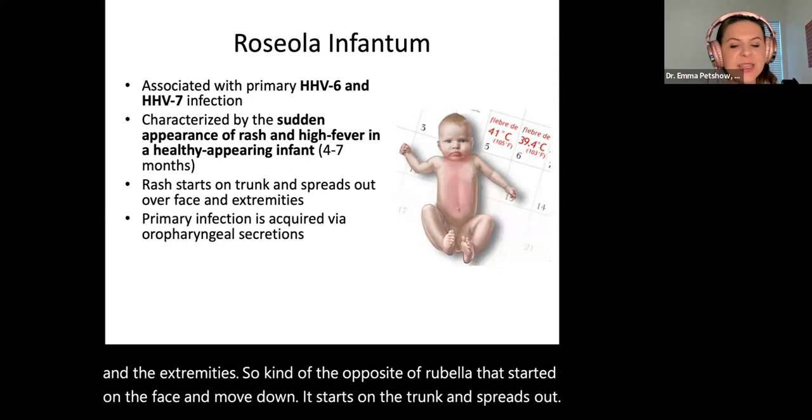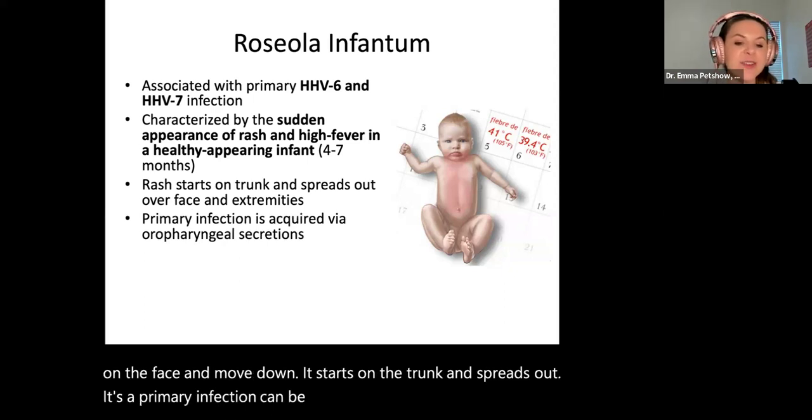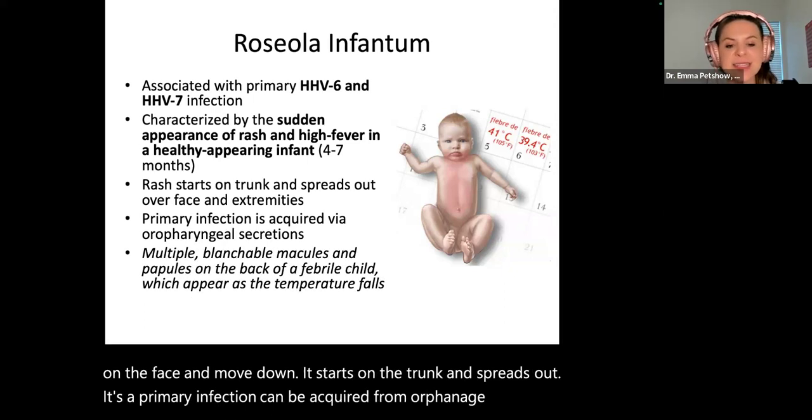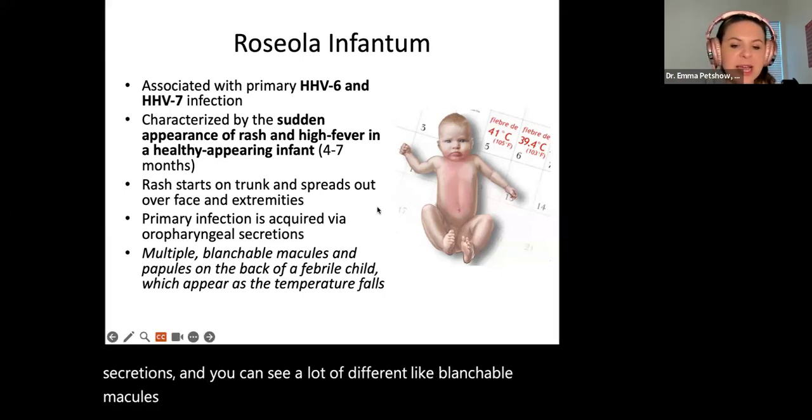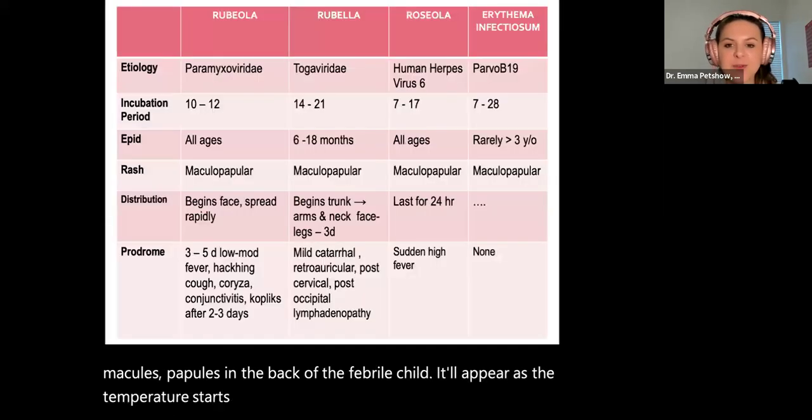It's a primary infection, can be acquired from oropharyngeal secretion. And you can see a lot of different blanchable macules, papules in the back of the febrile child. It'll appear as the temperature starts to fall back down to normal.